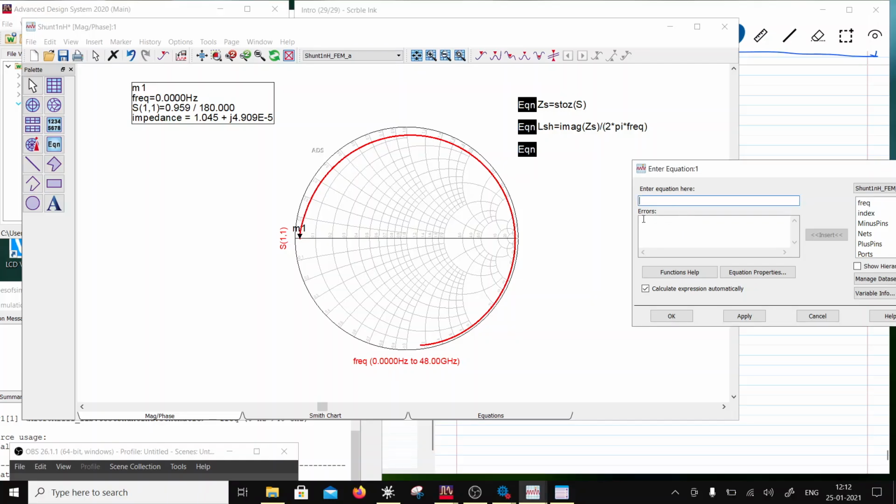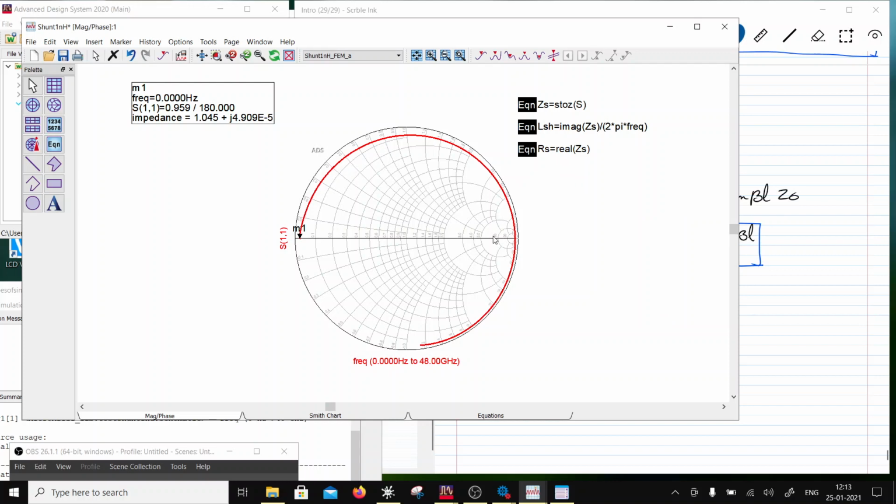So let's look at RS. RS would be equal to real of ZS. Right? Okay, so now let's plot them.